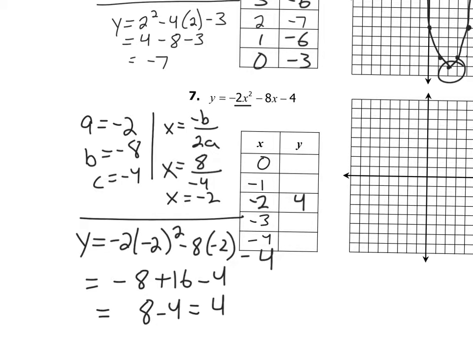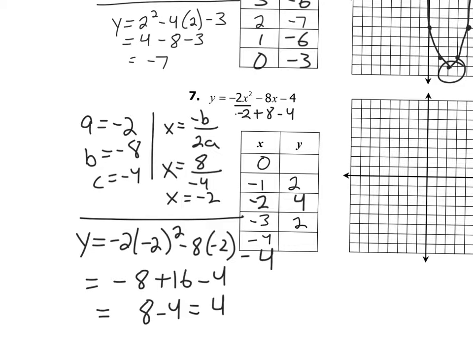Well, that would be -1 squared, right? Which is 1. And then 1 times -2 is -2. Then minus 8 times -1, so that would be plus 8. Then minus 4. Okay? -2 plus 8 is 6, and 6 minus 4 is 2. So -1 would be at 2, which would mean that at -3 we'd also be at 2.